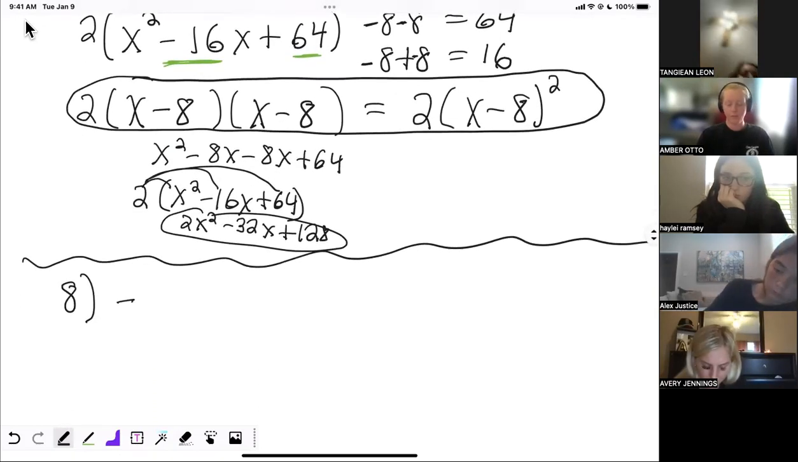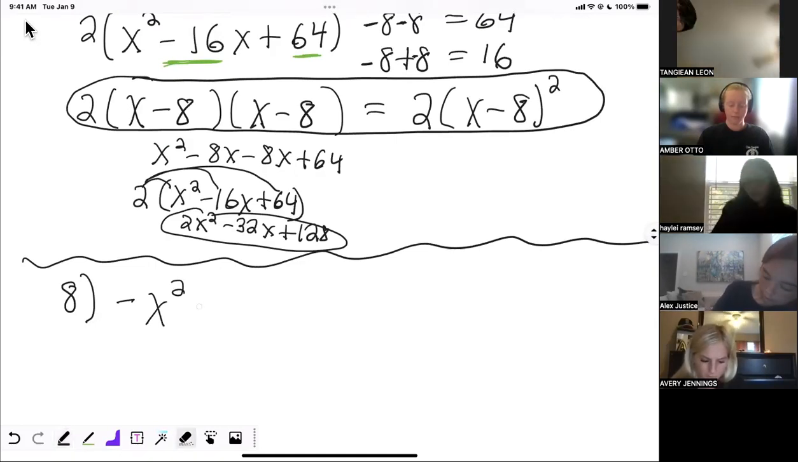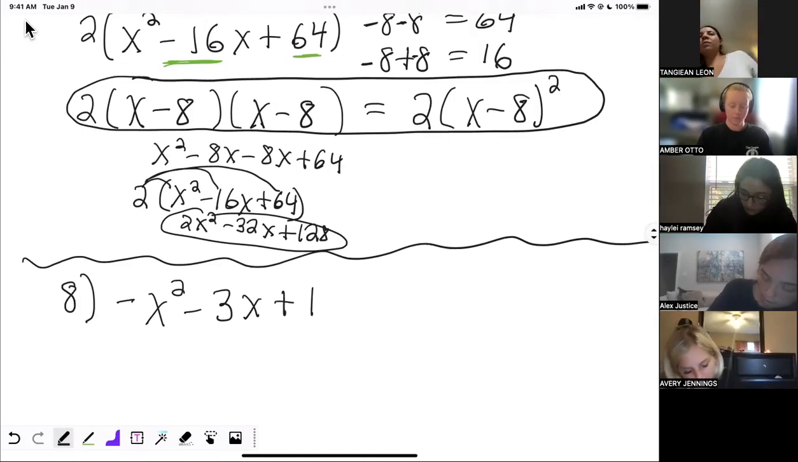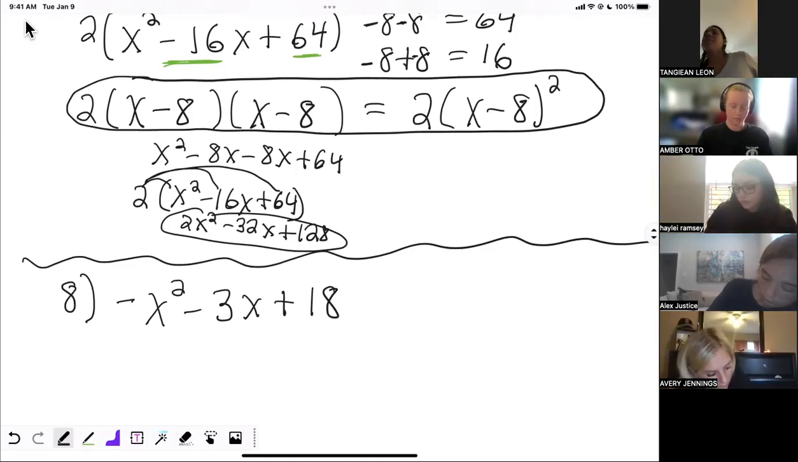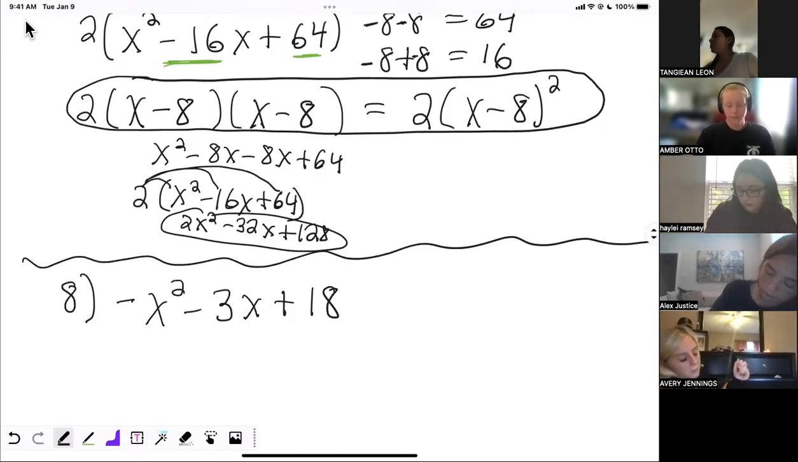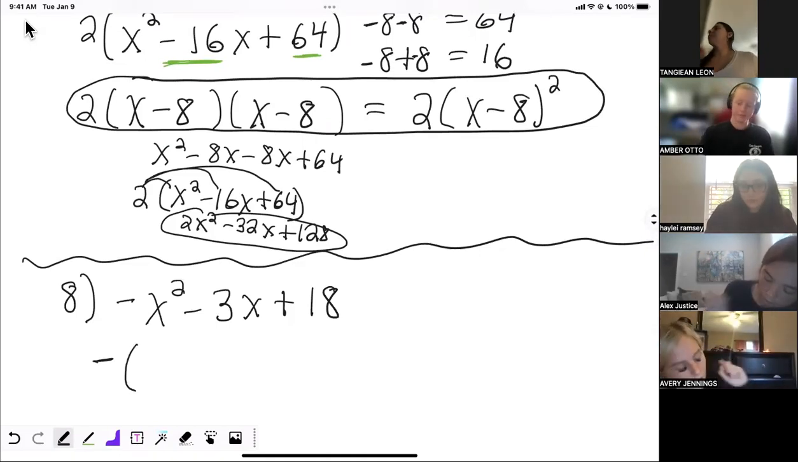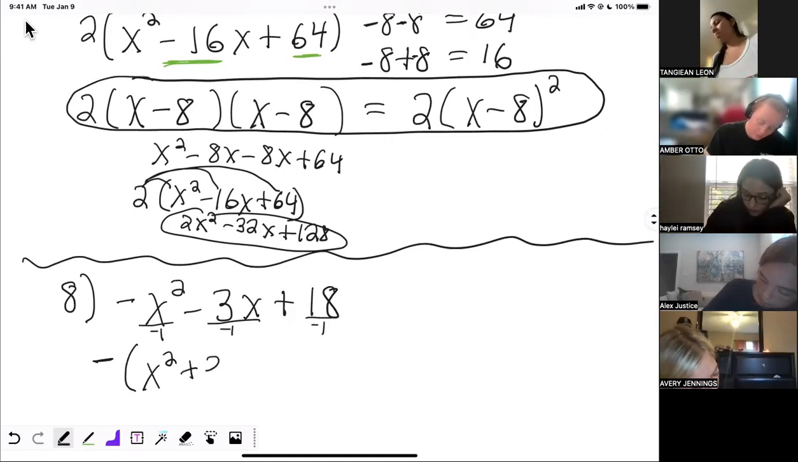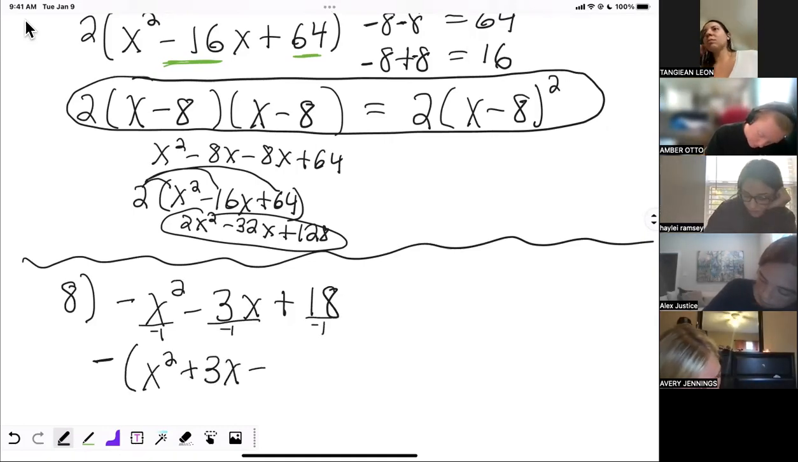Eight: negative x squared minus, whoops, minus 3x plus 18. Now, this is considered factorable because we have a negative in the front. We have to take the negative out so we can factor it. If I divide everything by -1, which is what I'm doing, I have x squared plus 3x minus 18.